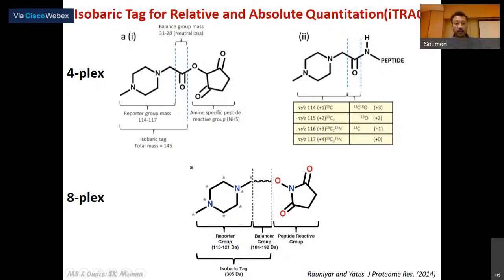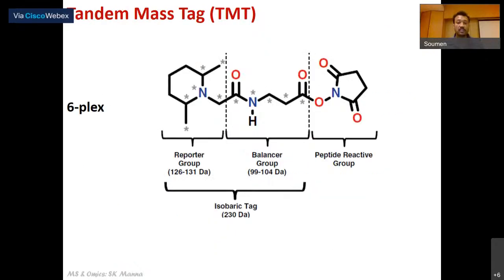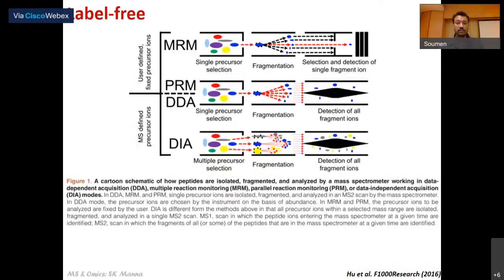And you can compare 8 different groups. Again, you can mix them, and by looking into different reporter masses, you can find out. TMT is tandem mass tag, which is very similar in principle. Here you will have 6 different labeling positions, and you can compare 6 different groups.